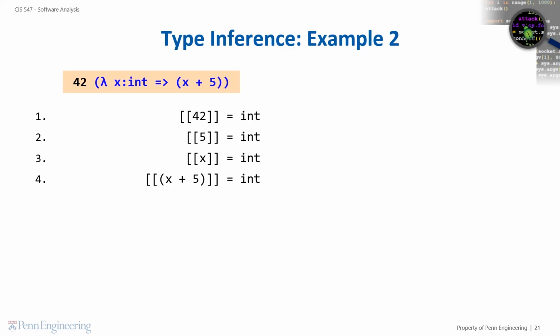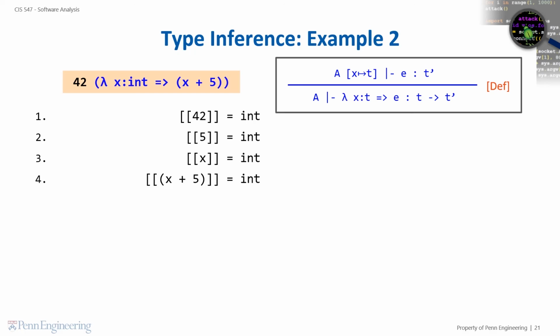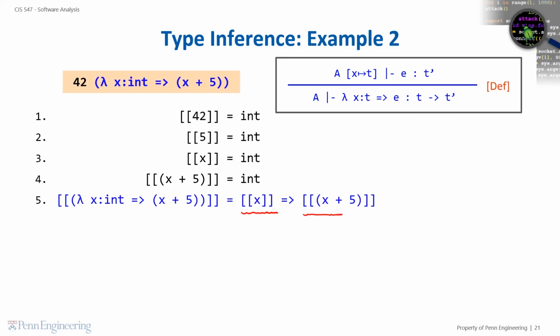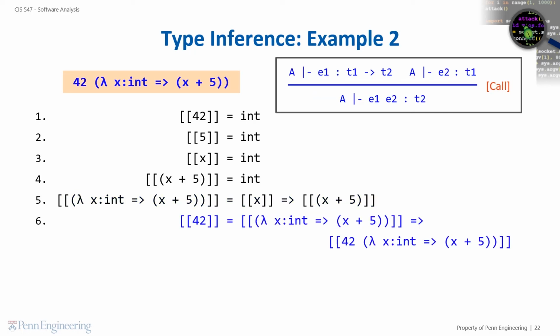Next, we generate the constraints for the highlighted function. By the type rule for function definitions, we know that the type must be equal to a function type from the type of the parameter to the type of the body. Lastly, we use the type rule for function calls to obtain the constraint on the type of the entire program, namely that the type of the called function 42 should be a function type from the type of the argument, which is itself a function, to the return result, which is the entire program.